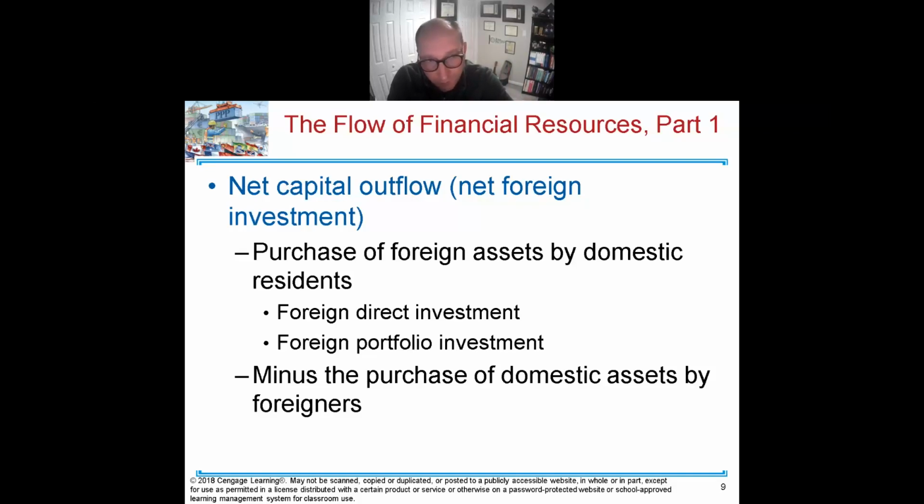Definition for net capital outflow is the concept of investing in foreign companies or countries.